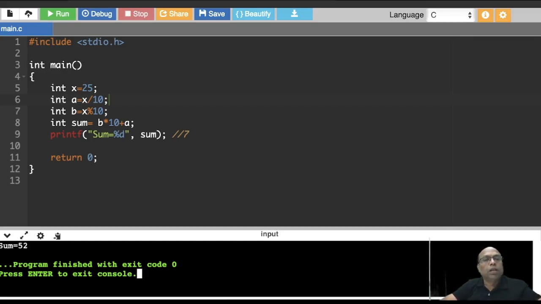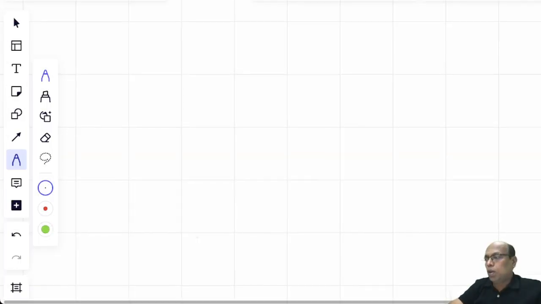Yeah. So I hope that you understand this. Okay. So let's solve another problem here. So remember, before writing a program, we need to always analyze what is the input, what is the process, and what is the output.